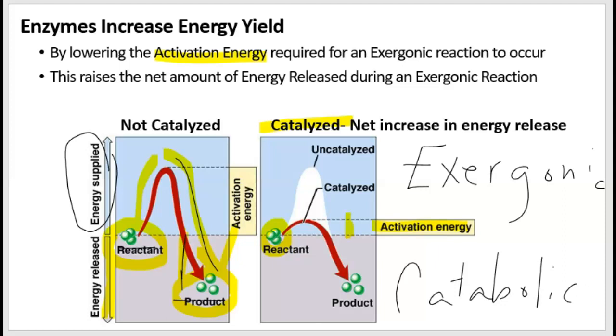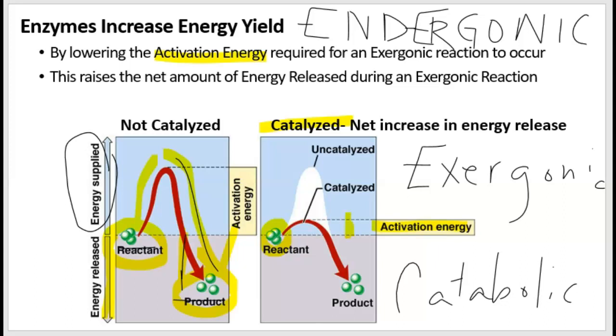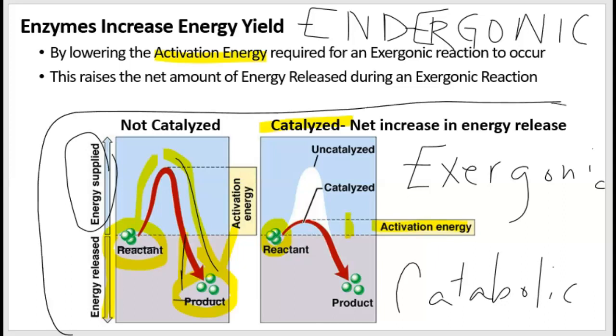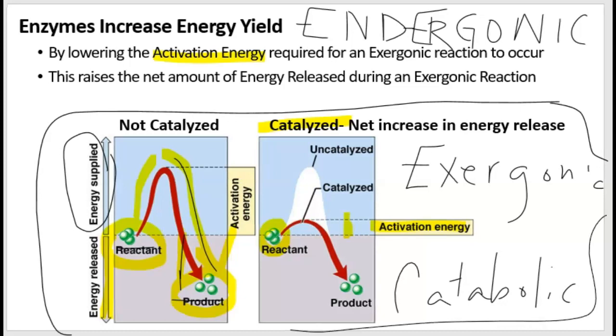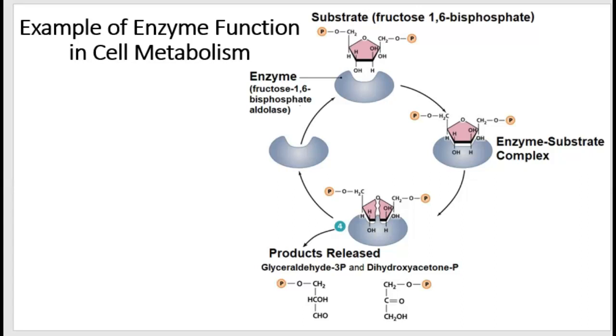Now, it is true that enzymes also help endergonic reactions occur. They also help endergonic, but this particular slide is showing you how they even help exergonic reactions take place. The only thing I have left is just a few examples of enzymes and how they work. They're real examples versus theoretical. So here's one that you'll come across later.